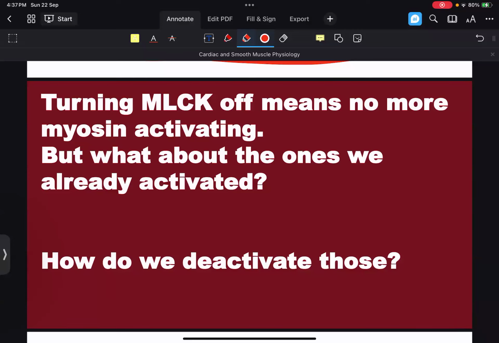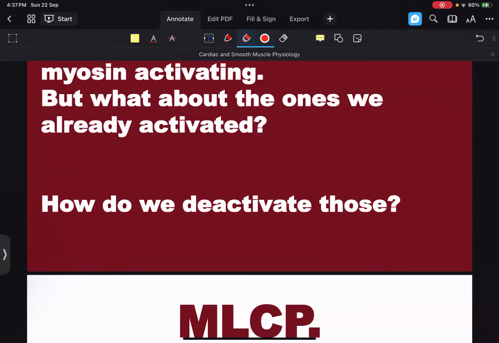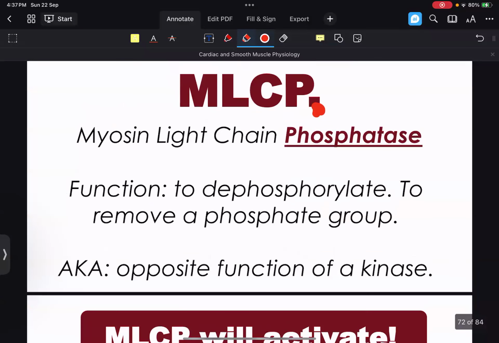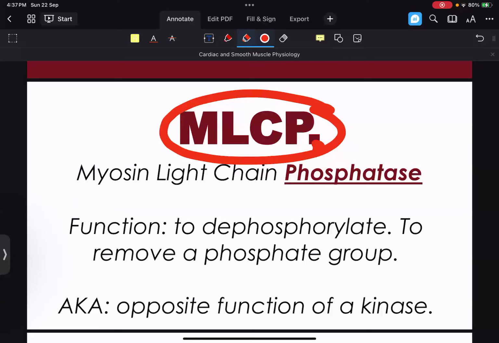Now, moving on, as I was saying, MLCK is the one that activates the myosin light chain. We inactivated MLCK, which means we're not activating more myosin light chains. So what about the myosin light chains that we have activated already? How do we turn them off, basically? Exactly, MLCP. That's exactly what we're going to need.